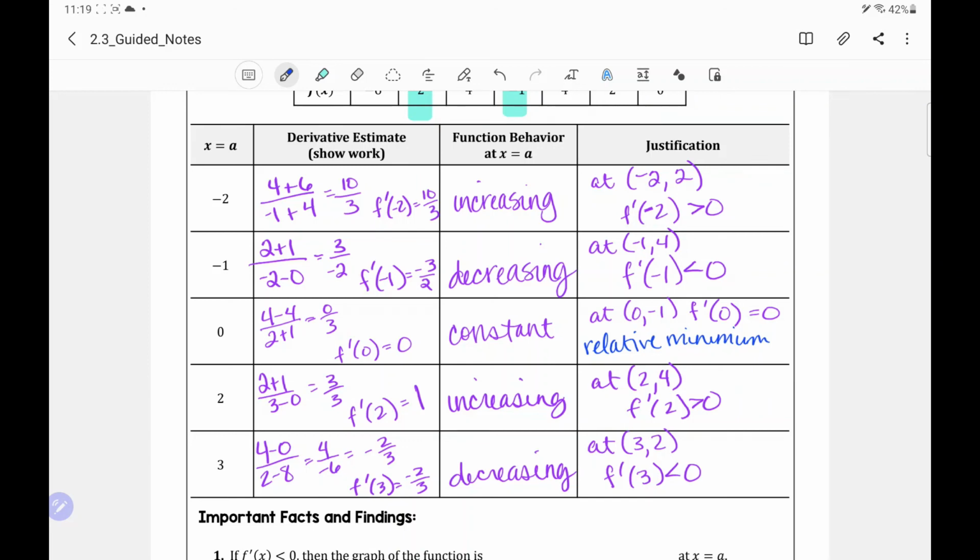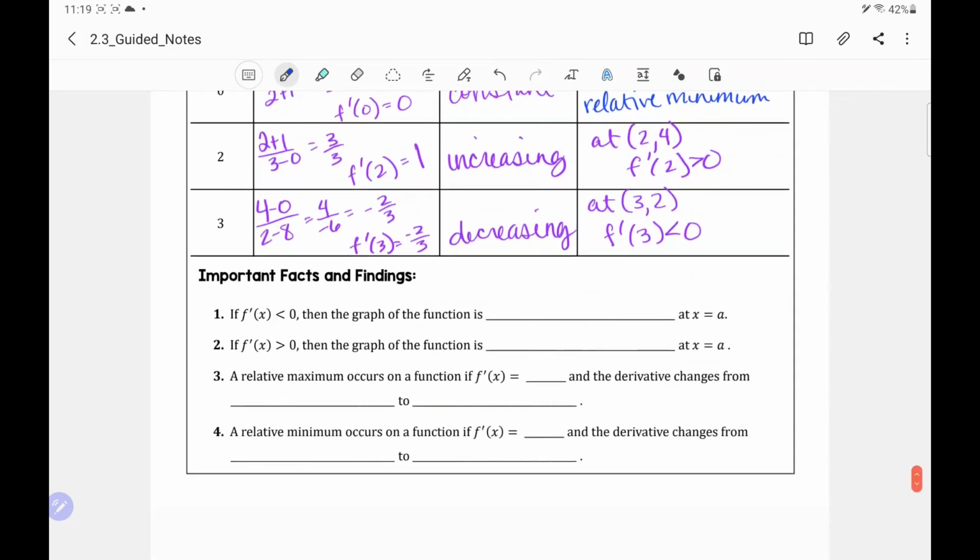So we've done all of those parts. Let's come down here and look at some facts and findings. Please think through this on your own instead of just copying my answers. This is where you pause and think through it on your own, okay? Just pause and think through it for a minute and then come back to it. All right, if f prime of x is less than 0, then the graph of the function is decreasing. We've already made all these justifications, so you should have got that. Decreasing at x equals a. If f prime of x is greater than 0, then the graph of the function is increasing at x equals a.